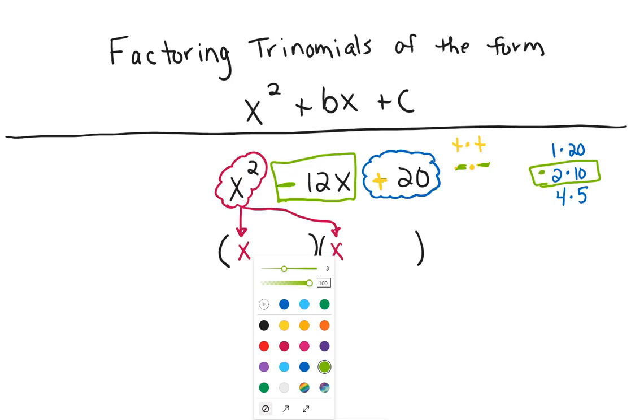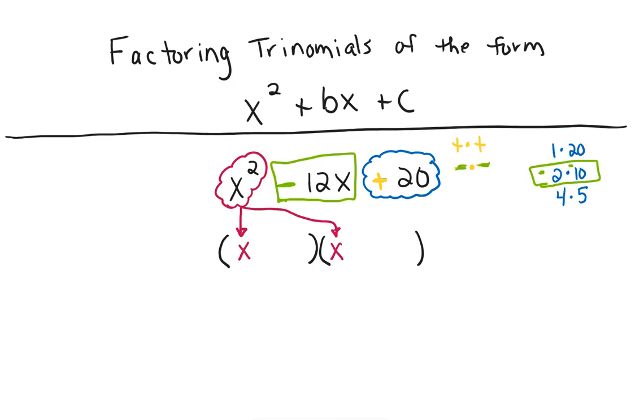I need a negative 2 and a negative 10. So my factors will be x minus 2 and x minus 10. So there's my answer: x minus 2 times x minus 10.